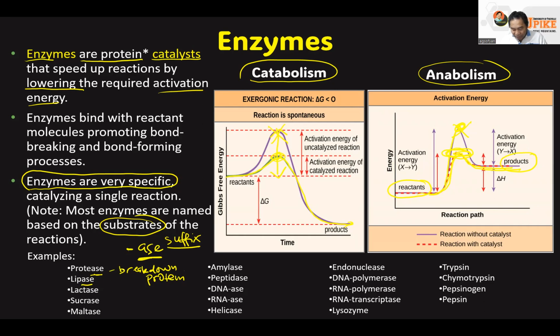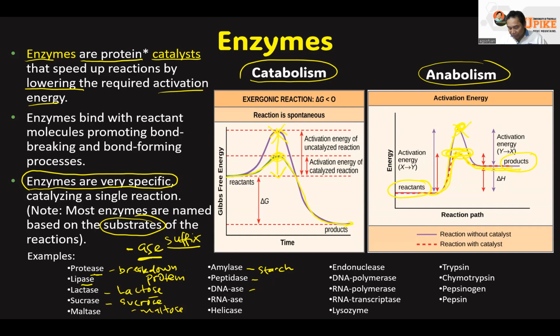How about lipase? This is the enzyme that breaks down the lipids. Lactase. This is the enzyme that breaks down the lactose. Okay, so the name of the substrate usually ends with ose. And then sucrase, this is the one that breaks down the sucrose. Maltase, this is the enzyme that breaks down the maltose. Okay. Amylase, this is the one that breaks down the amylum or starch. Peptidase, this is the one that breaks down the peptide, which is another type of protein. DNAase, this is the one that breaks down DNA into nucleotides.